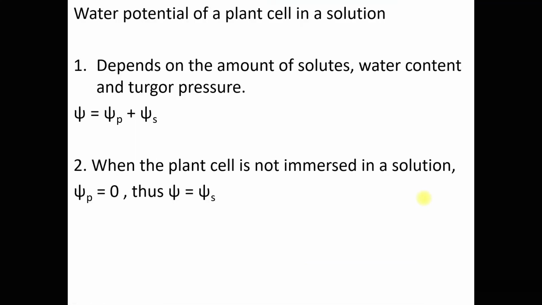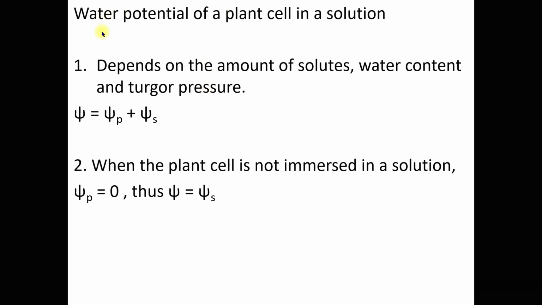Now, water potential of a plant cell in a solution. This is the last part for today's discussion. For this one, you must be able to identify what happens to a plant, especially a plant cell, when it is placed in a solution. You must be able to calculate the water potential and what happens to the movement of the water. The water will diffuse in which direction, like what I explained earlier.